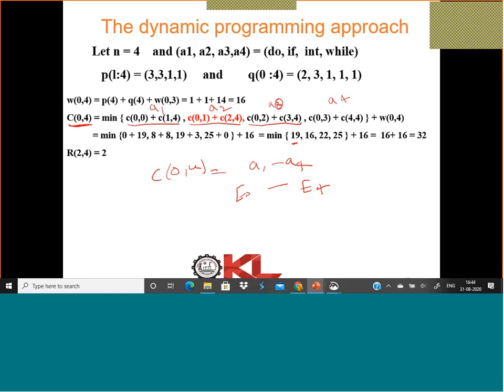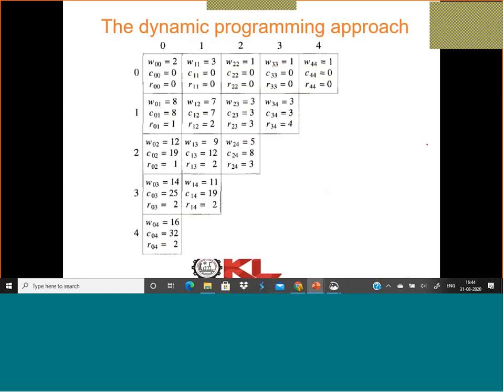Okay, because these values you already computed previously, C of 0, 0, C of 1, 4. Okay, so now 16, 22 and 25. So which is the more promising tree? If I select the A2 as a root element, then it is giving 16 and the total cost is 32. Okay, so this is the table you need to generate. Okay, so I'll take 2 more minutes. 45 already, 5 minutes is late. So let me take 2 more minutes to explain the final tree.